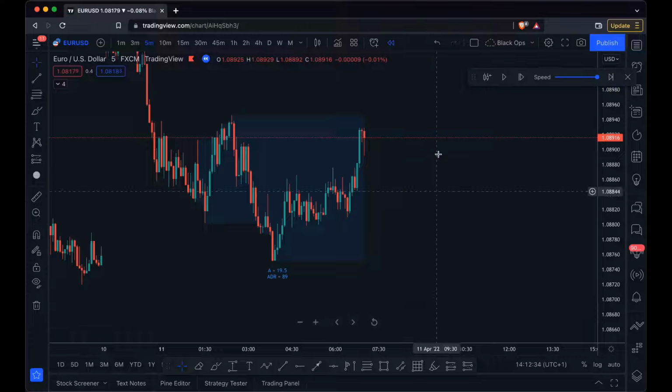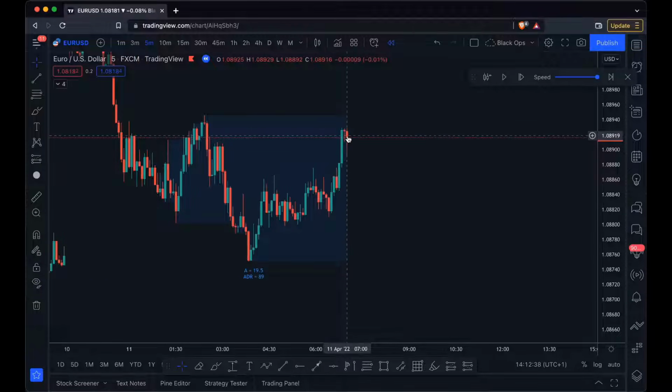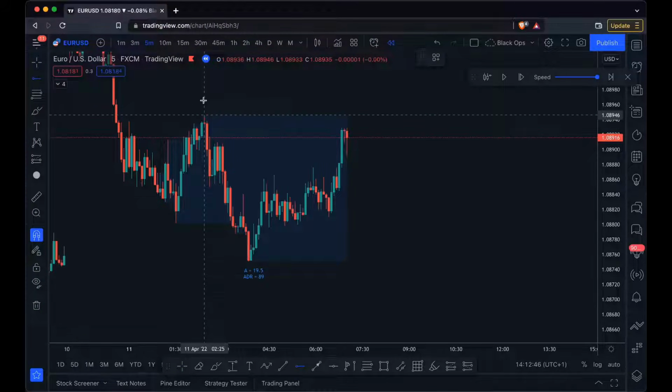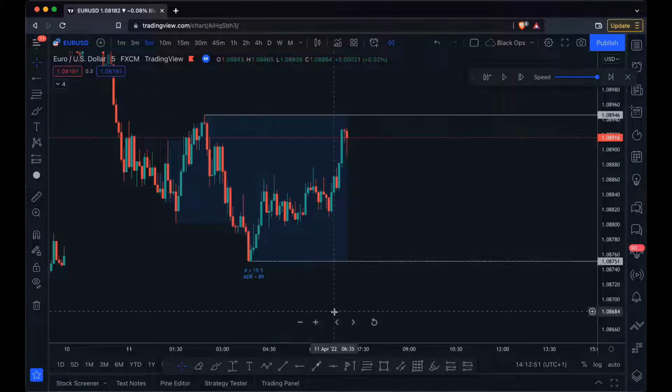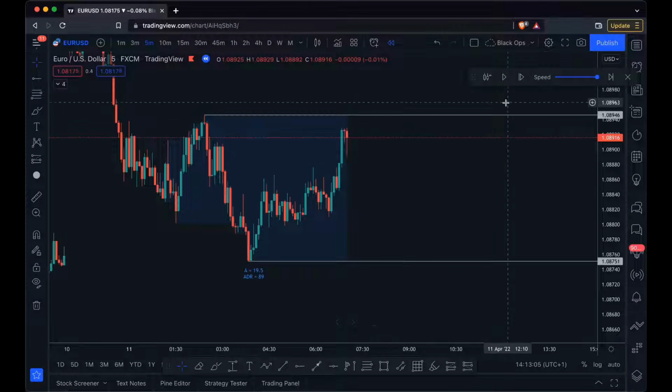Looking at this example, we can see that the Asian session has just finished at 7 o'clock. At this point, we would like to mark out the Asia high, which is given by this, and then the Asian low, which is given by this. This is very easy to see using these lines. What we're looking for next is for price to push either above this line here or below this line here. So let's see what happens.